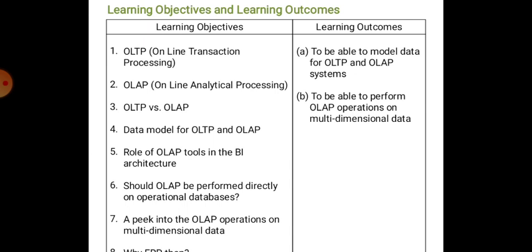etc. Then the learning outcomes: after learning all these topics, one should be able to model data for the OLTP and OLAP systems. And part B, one should be able to perform OLAP operations on the multidimensional data. Students, these are the learning objectives and learning outcomes of this chapter, OLTP and OLAP, which is chapter number 3.